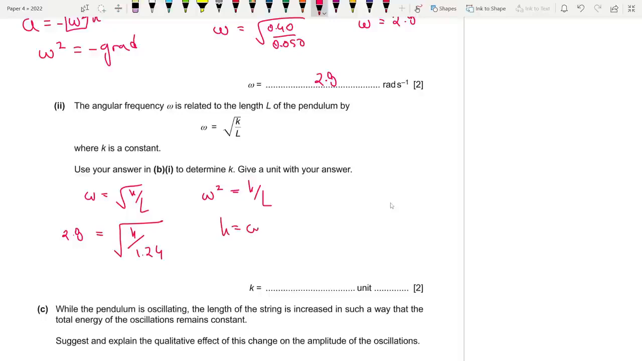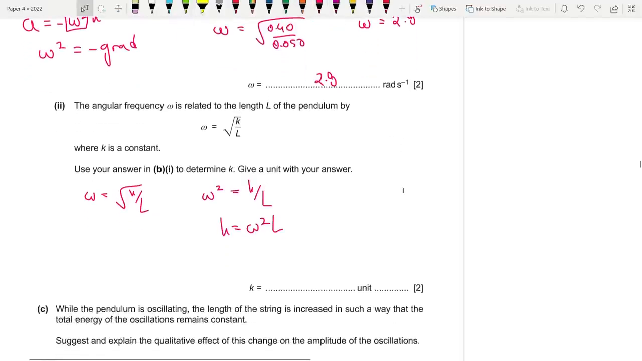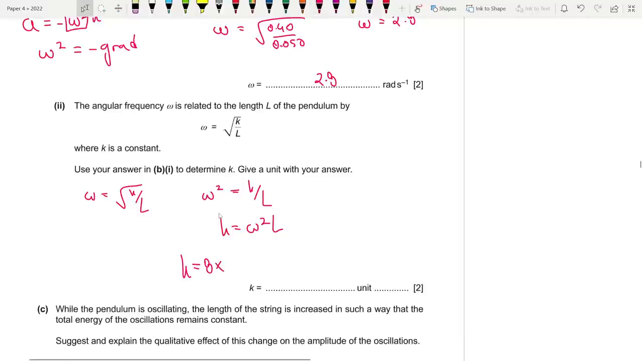So k is equal to omega square L. Right. So we know the value of omega square was 0.4 by 0.05, which is 8. So k is basically 8 times 1.24, in units of meters per second square. Or 2.8 square times 1.24, same thing. So 1.24 times 8 gives us a value of 9.92. So k is equal to 9.9.